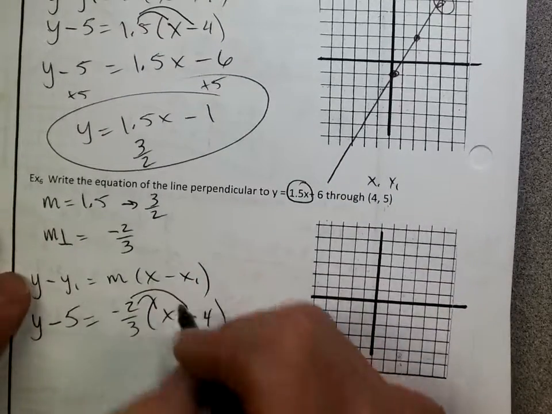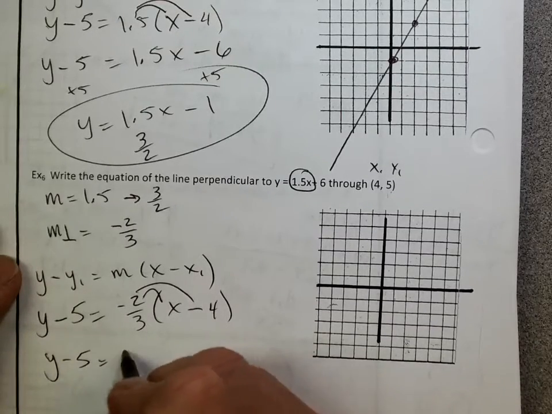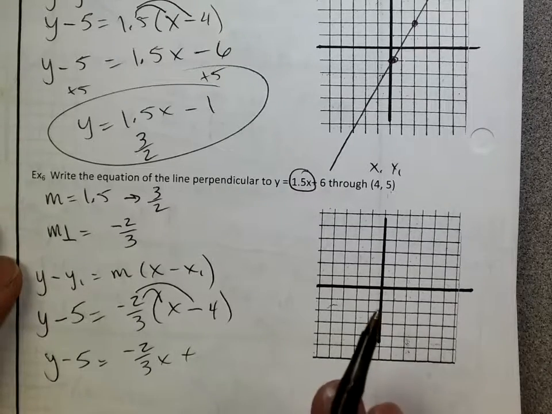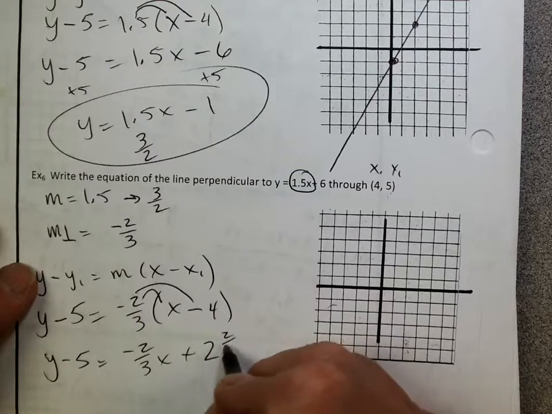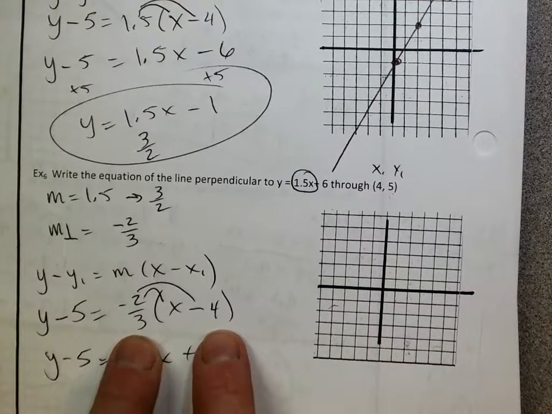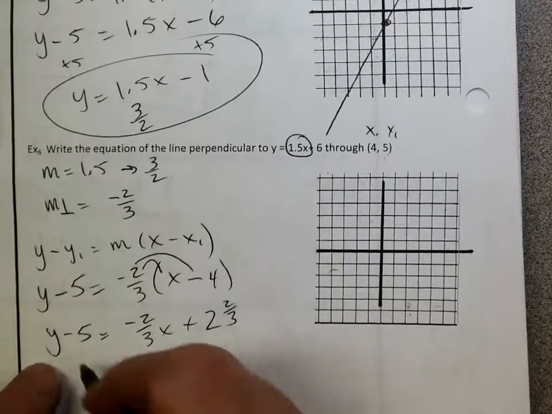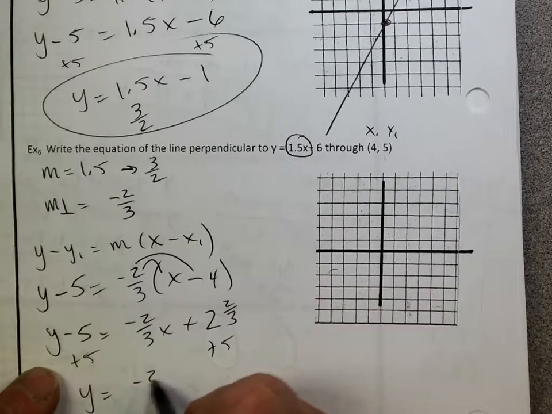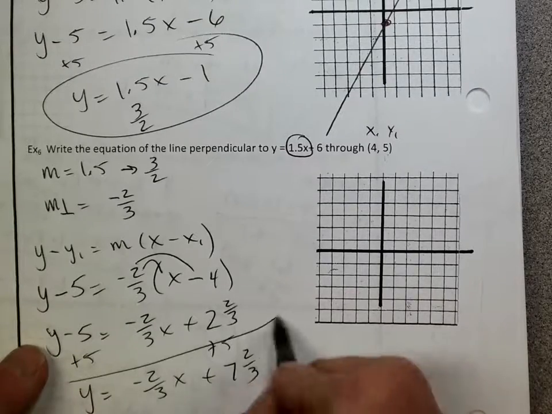That times that times that. So I have y minus 5 equals negative 2/3 x plus, oh, that's going to be 8/3, which is what? 2 and 2/3, right? 8/3. So this is the same thing as 2 and 2/3. Okay. 8/3. You guys okay with 8/3? Which is 2 and 2/3. Plus 5. Almost done. Y equals negative 2/3 x plus 7 and 2/3.